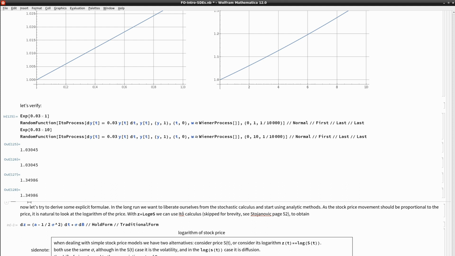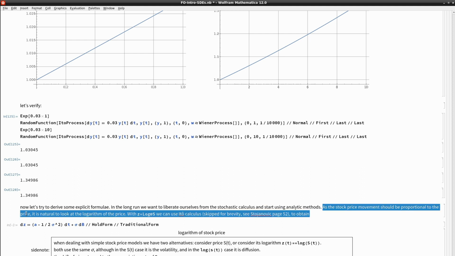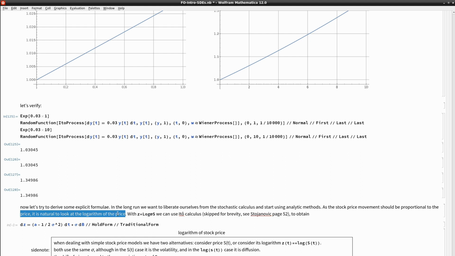Okay, so we are reaching a point where it's sometimes impossible to always deal with these processes. Normal distribution, random samples, Brownian motion, Wiener process, Ito process. In the future, we're going to be very interested to derive some explicit formula and also to develop some analytic formulas. In the long run, we want to liberate ourselves from the stochastic calculus and start using analytic methods. So, as the stock price movement should be proportional to the price, it's natural to look at the logarithm of the price. So let's do a substitution. Let's use z, which in the future shall mean the logarithm of the stock price.